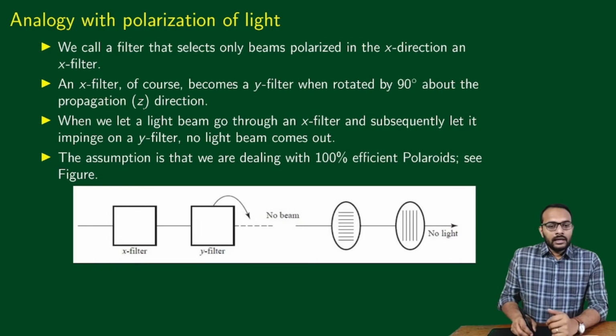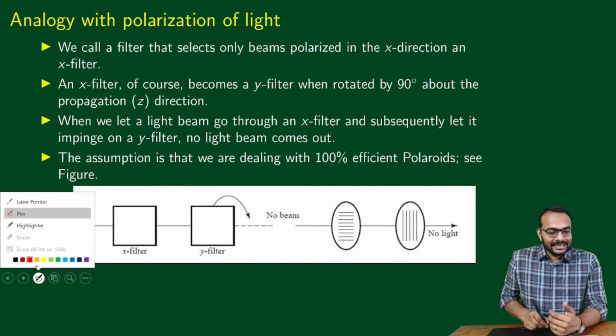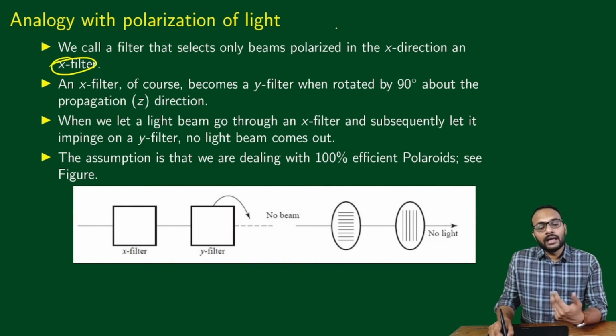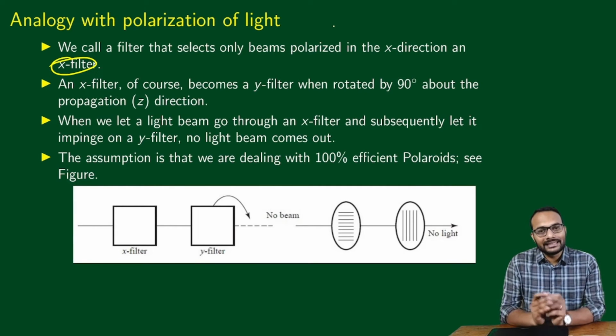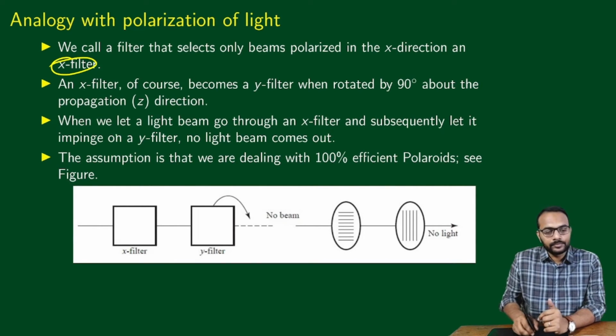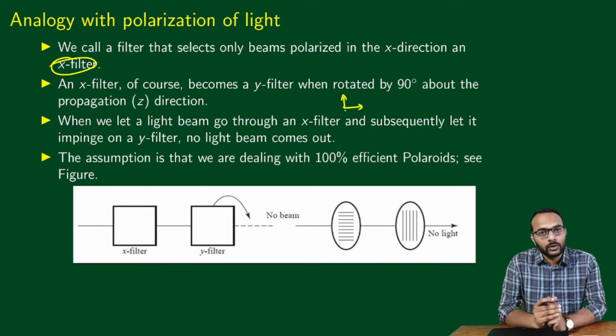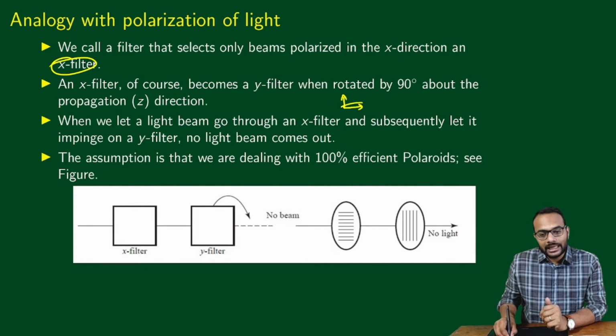Now, a filter that selects only beams polarized in the x direction we will call an X filter. When light passes through an X filter, the output will be only those beams which are polarized exclusively in the x direction. So when we let a light beam go through an X filter and subsequently let it impinge on a Y filter, no light beam comes out. This is understandable because x and y directions are mutually orthogonal. If you initially choose a light beam polarized in this direction, the polarization has no components in the orthogonal direction.